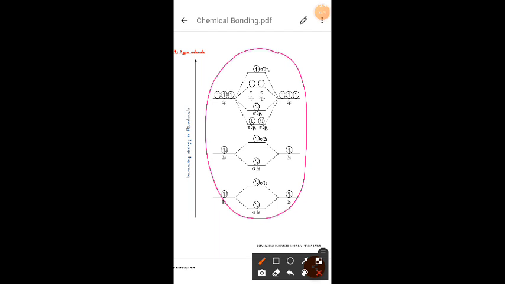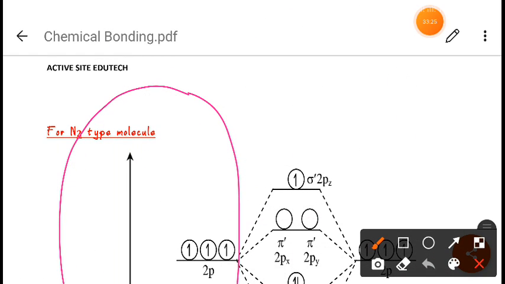On filling these orbitals in accordance with the rules we have discussed earlier, we will get the following molecular orbital electronic configuration for the N2 molecule: sigma 2s square, sigma star 2s square, after that pi 2px square, pi 2py, let me write here. I hope you have seen this. It will be like this.